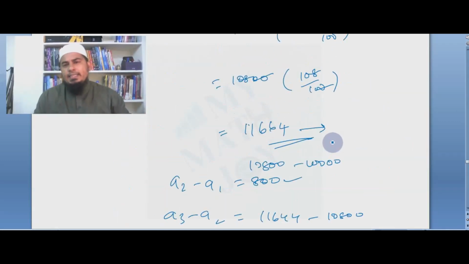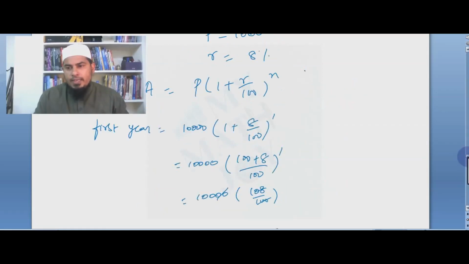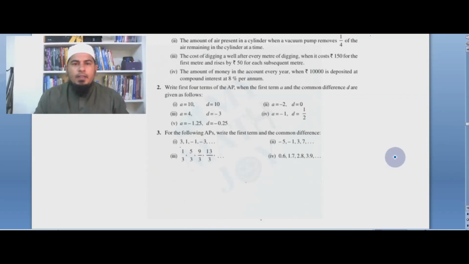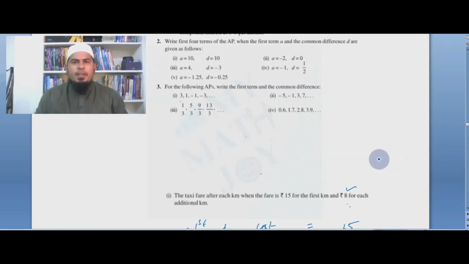They are dead easy now. Let's see what the exercise tells us. Now see here, the second bit is very easy. What does it tell us? Write the first four terms of the AP when the first term is A and the common difference is D, given as follows. They want us to find the first four terms of the AP. In this second bit, we have 5 questions.